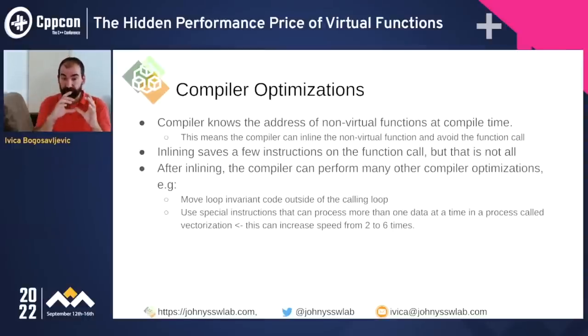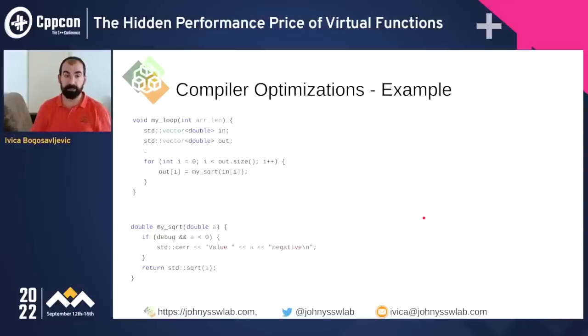When the compiler inlines the function, it can perform additional compiler optimizations, because when the code is inline, the compiler has a better overview of how that code fits into the overall picture. For example, when the compiler has inlined the function, it can figure out that some code inside the function is loop invariant and move it outside of the loop. Or, for example, it can use special CPU instructions called vector instructions that can process more than one piece of data at the same time. For example, it can use vectorization to process 4 integers in one instruction. And this can typically increase speed from 2 to 6 times. But this is all possible only if the compiler can inline the function. If it cannot, then these compiler optimizations are not possible.